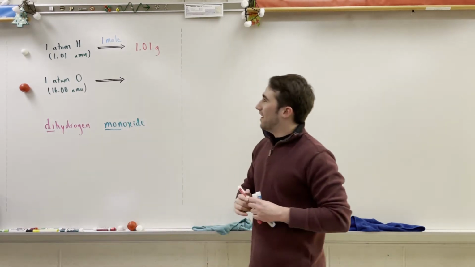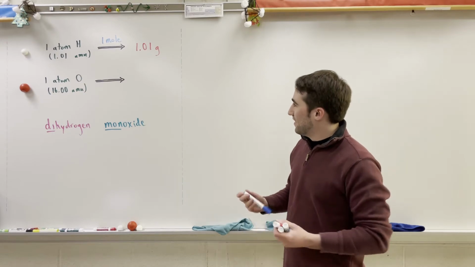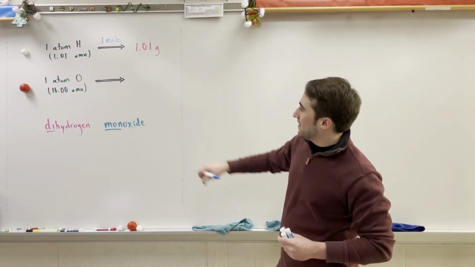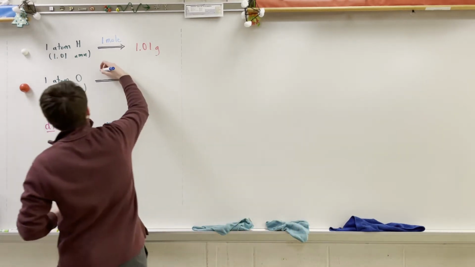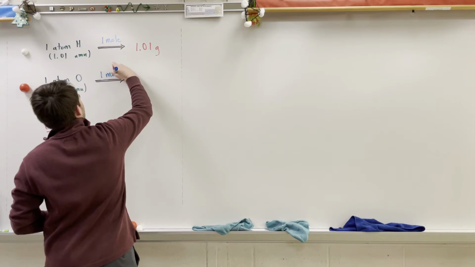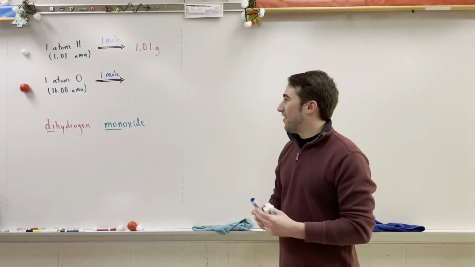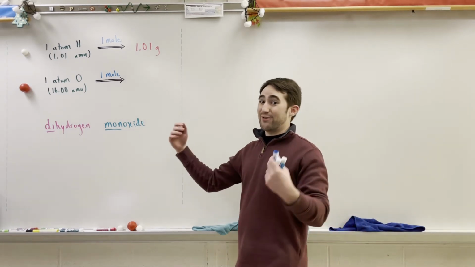So 1 mole of hydrogen would have a mass of 1.01 grams. Okay? Same thing for this oxygen here. If you go find oxygen on the periodic table, its average atomic mass is 16.00 AMU. When I have a mole of oxygen atoms, that should have a mass of 16.00 grams.